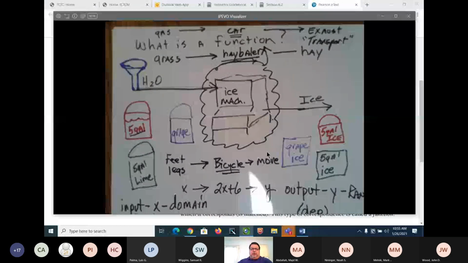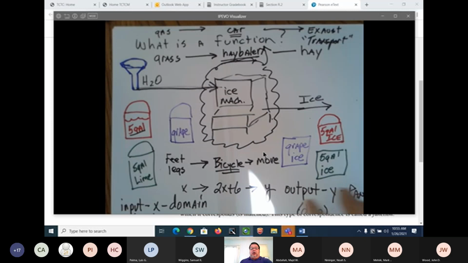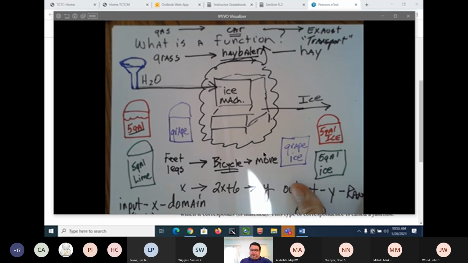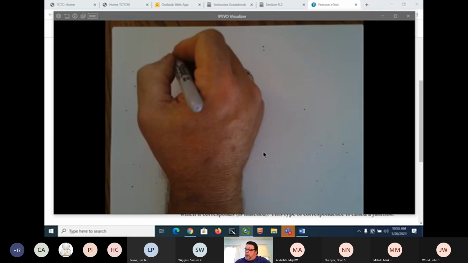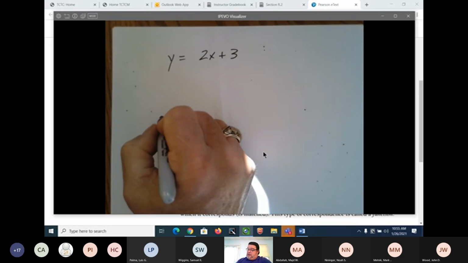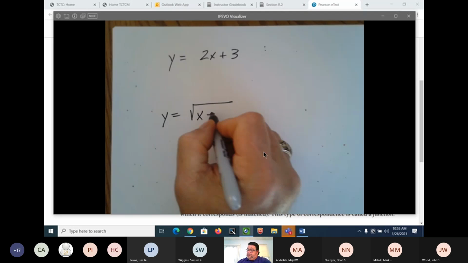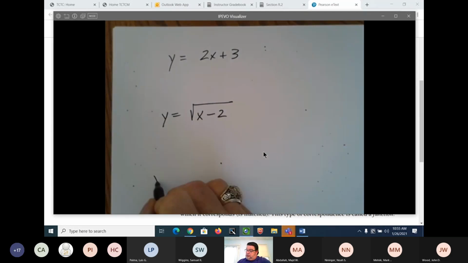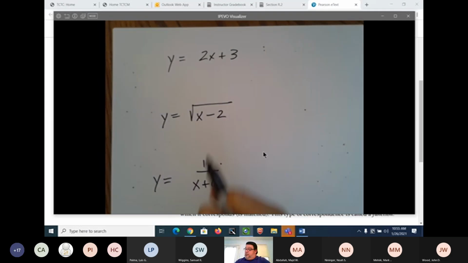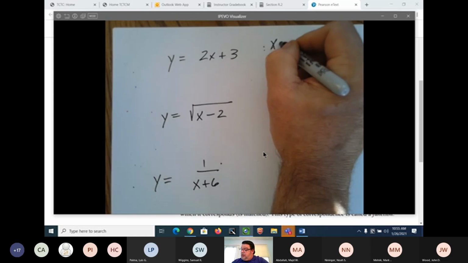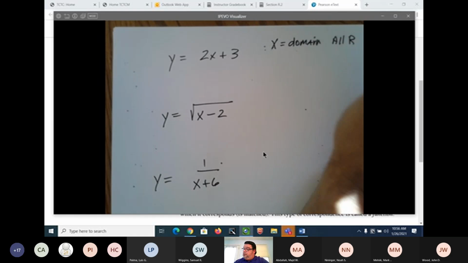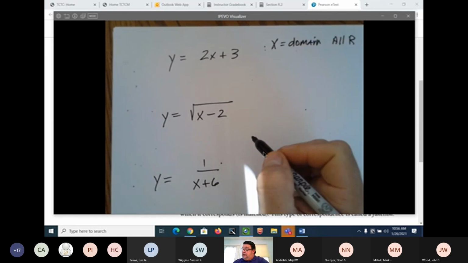They don't make the transition between this because everybody in the classroom, y'all are like, oh, I understand that. Okay. Y is equal to 2X plus 3. Y is equal to the square root of X minus 2. Y is equal to 1 over X plus 6. Here, the X or the domain is all real numbers. All real numbers. The Y is all real numbers.